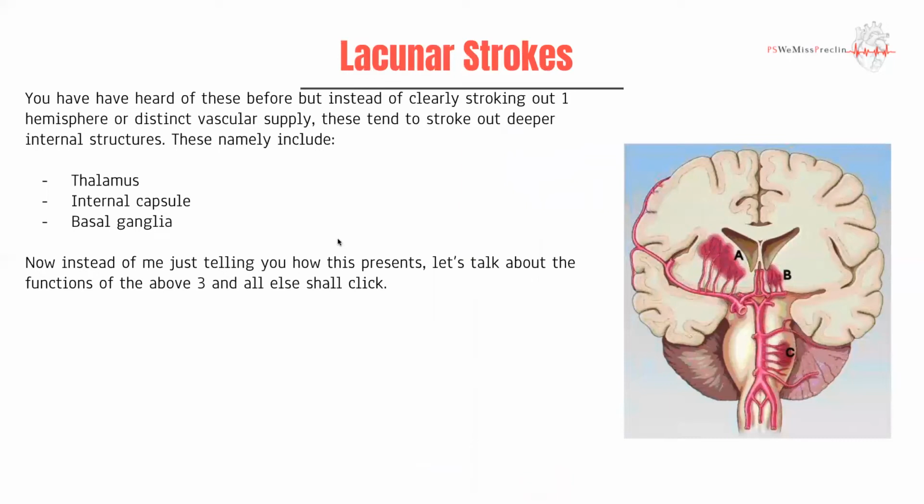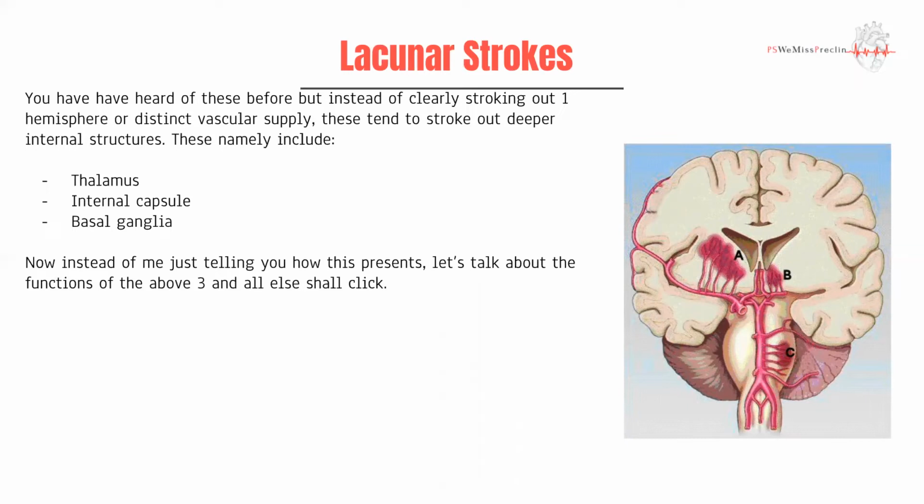Lacunar strokes are slightly different, because now instead of having just a blockage to one of them, you are having hundreds of these clots or tiny bleeds throughout the lacunar area. And these stroke out the deep internal structures. These namely include the thalamus, the internal capsule, and the basal ganglia. Because these are mostly hemorrhagic in nature, they're not really ischemic, one of the biggest risk factors for lacunar strokes is having hypertension.